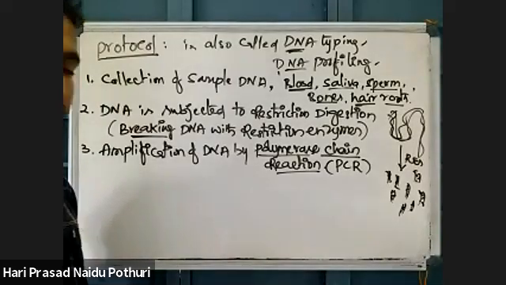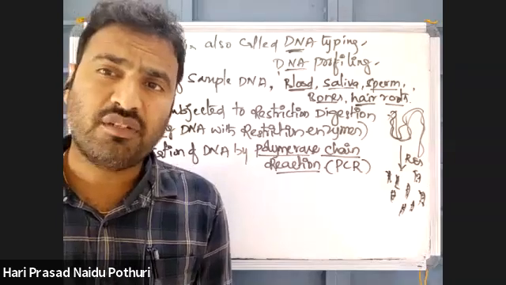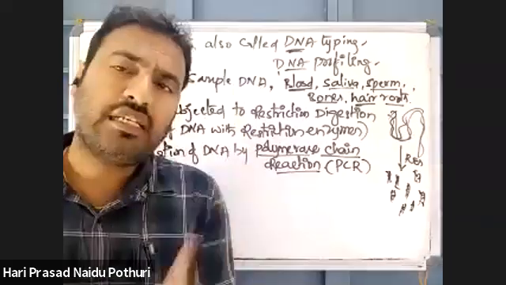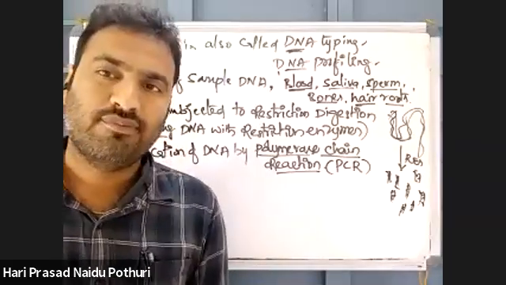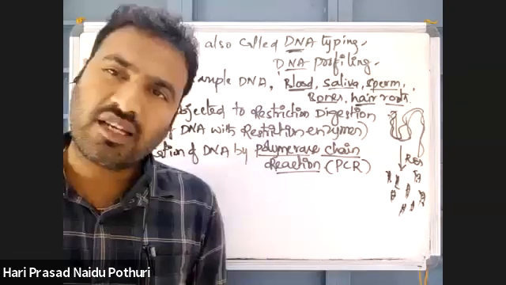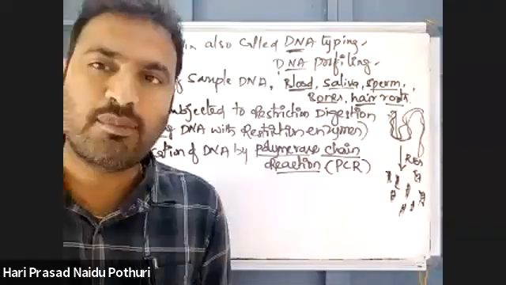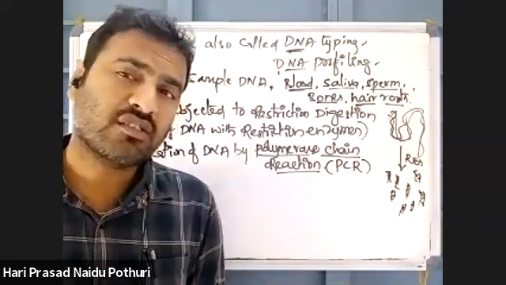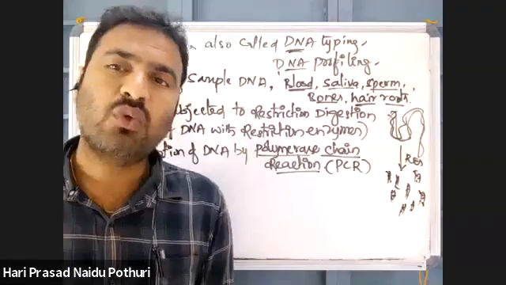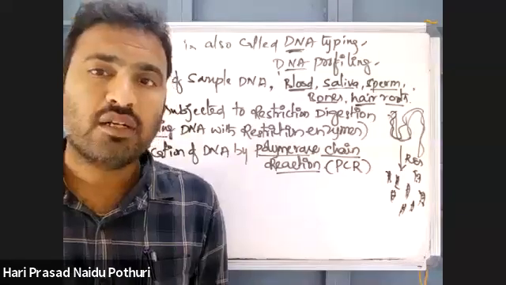Why is there a need for amplification of DNA? That is the question. Suppose in a crime scene, only a small DNA sample is available to us, a drop of blood or a piece of hair root or something. Then how do we analyze that? If only a small amount of DNA is available, it may not be enough for one or two analyses or comparisons.